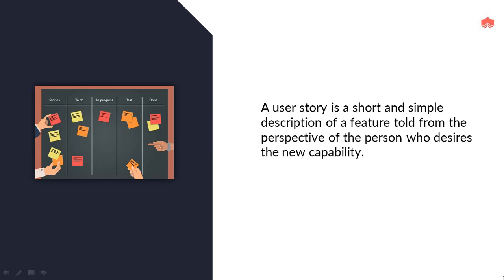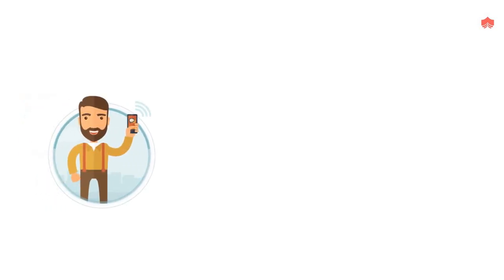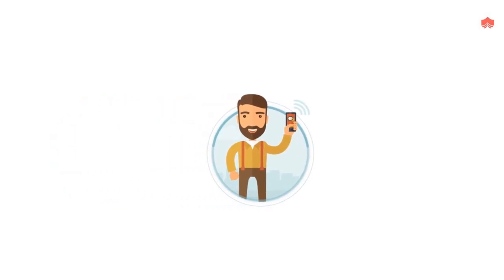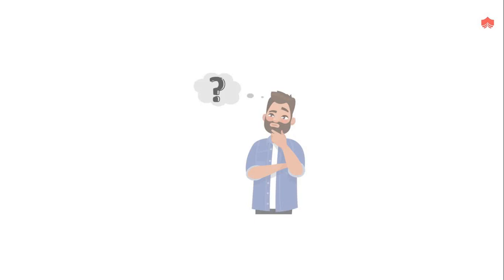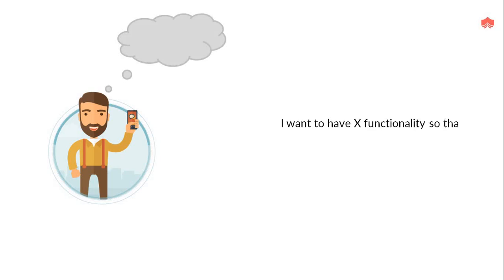What does it mean? Let us try to understand with an example. Imagine you are using an app on your phone. Now, you like the app, but you would love to have an additional feature in this app. How would you describe your wish to the developer of the app? You will say something like, I want to have X functionality so that I am able to get Y benefit.